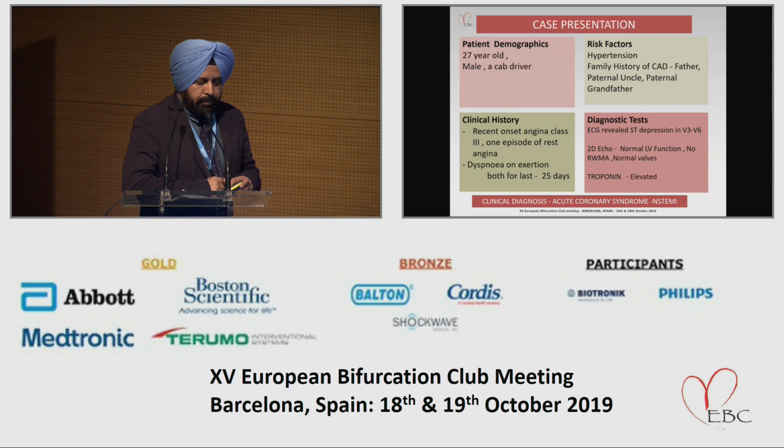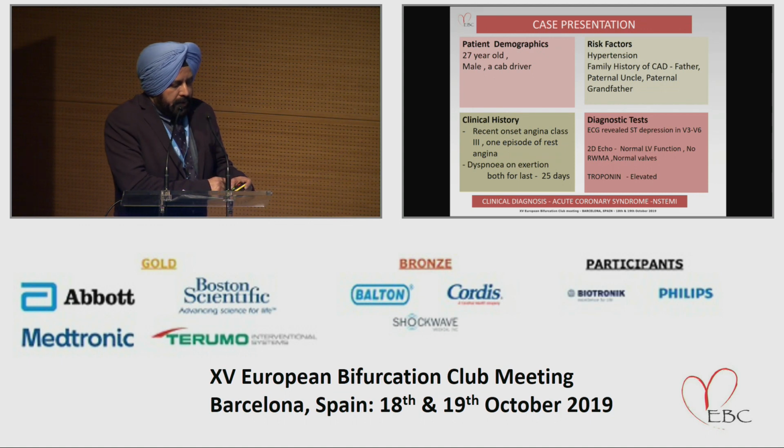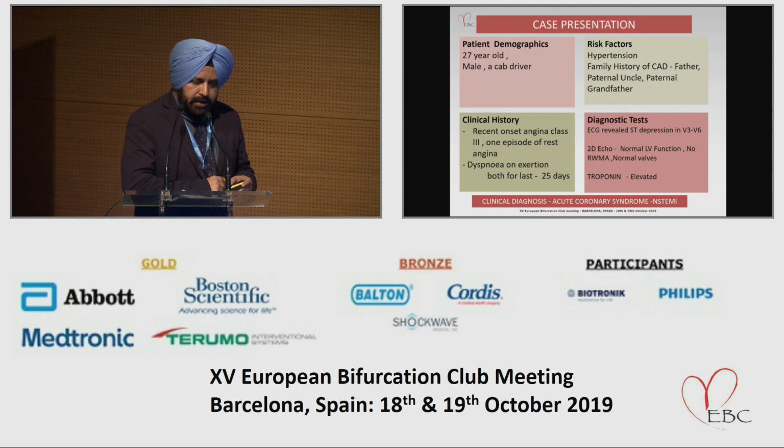He has risk factors of hypertension, he's hypertensive for last 2 years and has family history of CAD with his parents having coronary artery disease, although it was not premature CAD. His diagnostic tests include ECG, which revealed ST depression in V3 to V6 to the tune of approximately 2 millimeters, and echocardiography was normal, LV function was normal, and troponins were positive, elevated. With this clinical presentation, he was diagnosed as non-ST elevation MI acute coronary syndrome.